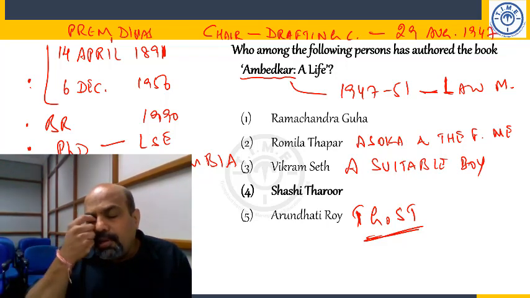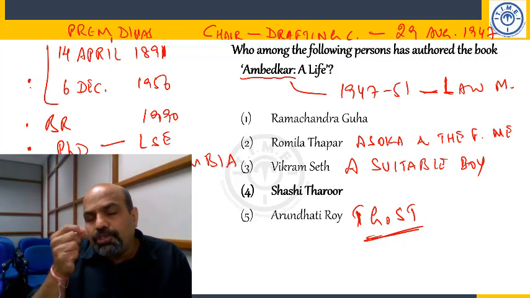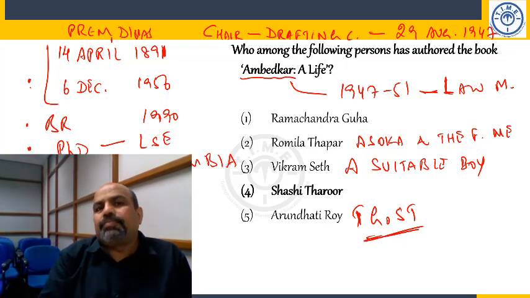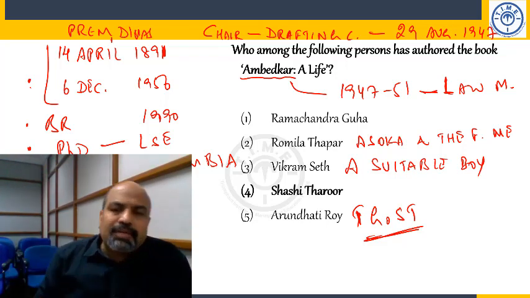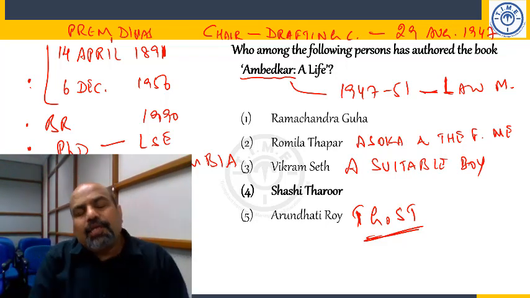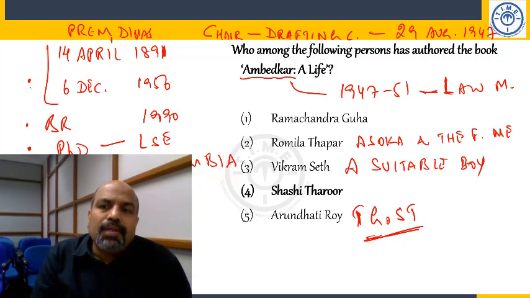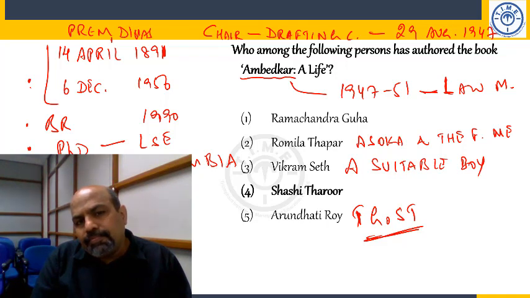A full 8 months after the Constituent Assembly of India was set up and had its first sitting. More than 8 months later, the drafting committee was established. So this is 29th August 1947. He was there till 24th January 1950.